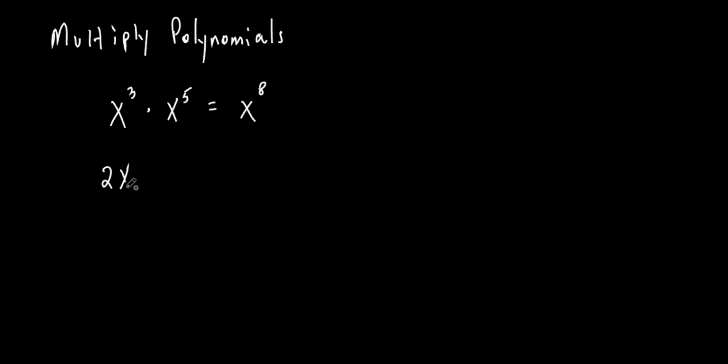What if I go 2x cubed times, oh, I'm sorry. I put to the fifth here, didn't I? Oh yeah, that's right. That's fine. Yeah, I'm good. Sorry, I was thinking of something else. 5x to the fourth, let's say. All right, so I changed that x from a fifth to a fourth, okay?